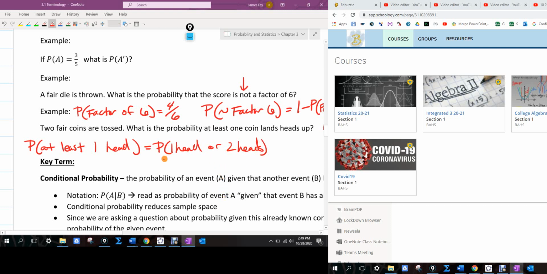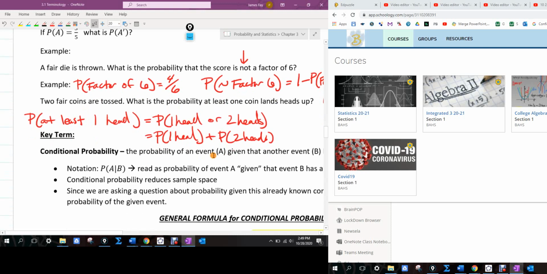Well, if these are independent events, which they are, it's going to be the probability of one head plus the probability of two heads, which we can do. You're going to find out later on when our sample space is more confusing than just flipping two coins, this strategy is not preferred, and we like to use a complement strategy, but we'll do it this way first. But now I need to know what my sample space is.